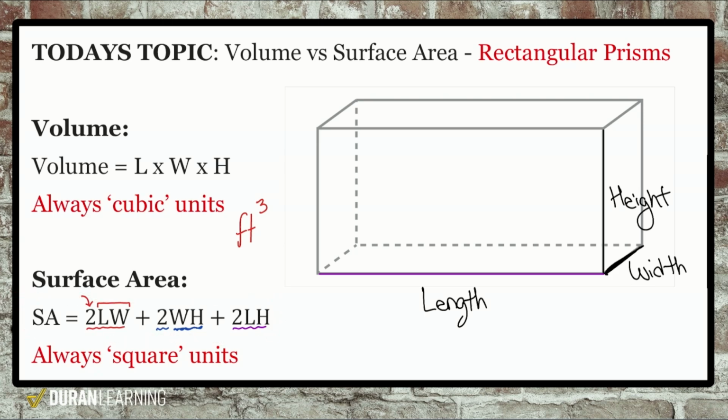Now, really quick, for those of us that were here yesterday, who here feels like this made sense? The 2LW plus 2WH plus 2LH. Who here feels like that actually made sense to you in terms of surface area having two sides that are the same, the left and the right, two sides that are the same, the bottom and top, two sides that are the same, the front and the back? That's good. Awesome. Now we're going to be applying this into word problems.